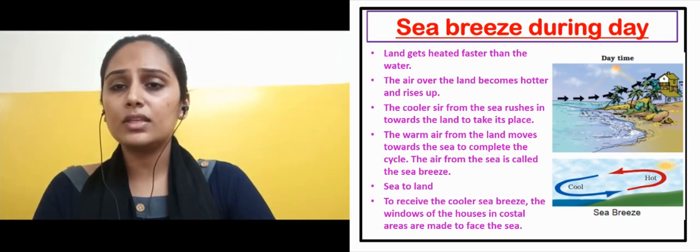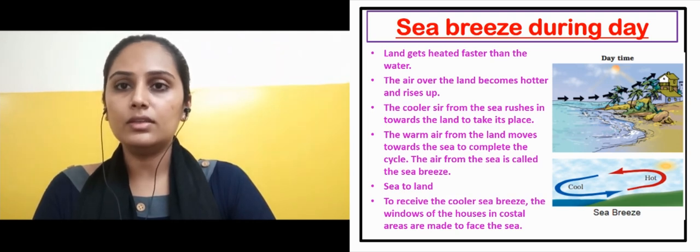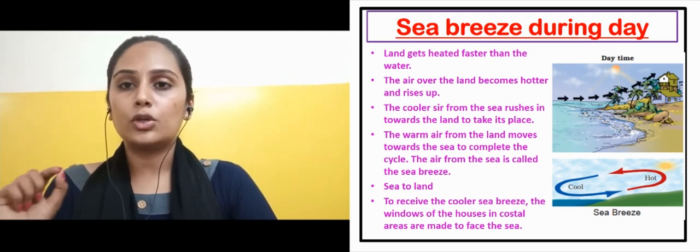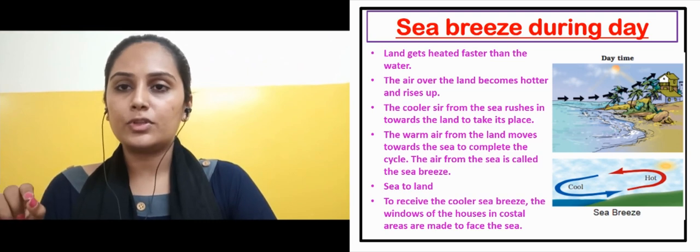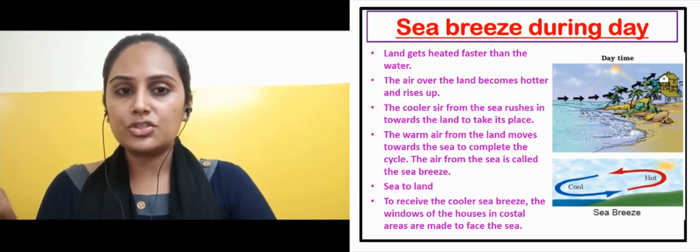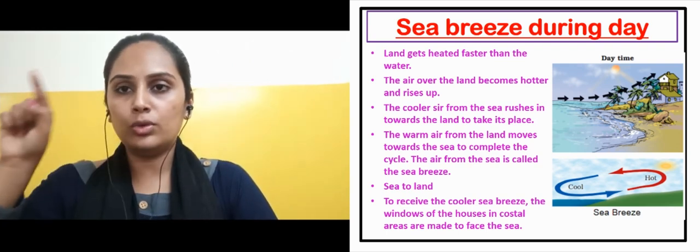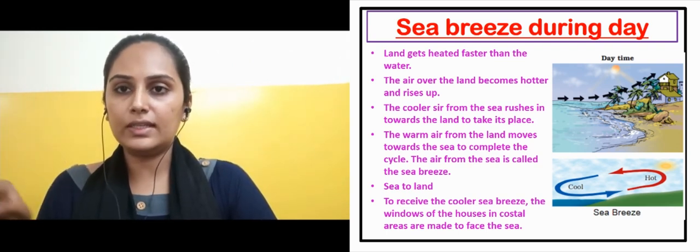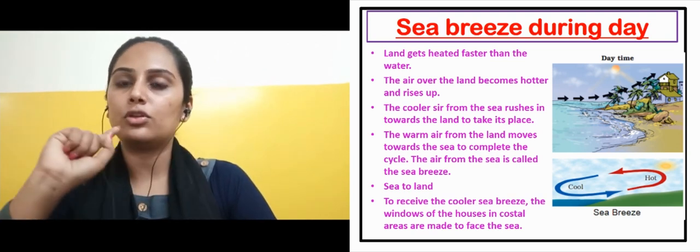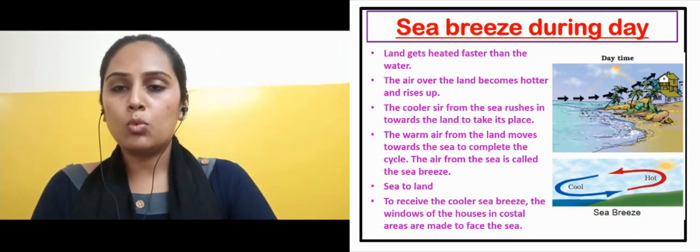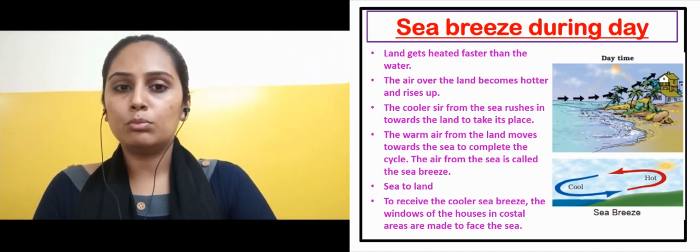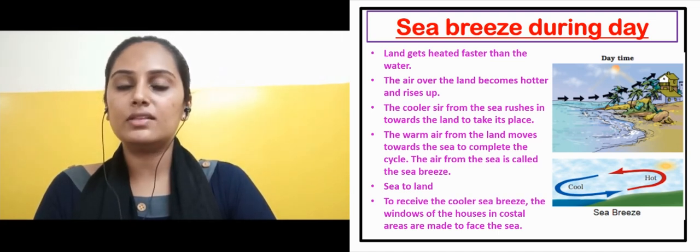Then what happens? The cooler air from the sea rushes in towards the land to take its place. The cooler air which is there over the sea, what does it do? It rushes towards the land. As soon as the hot air rises up, the cooler air from the sea rushes to take its place on the land. The warm air from the land moves towards the sea to complete the cycle.